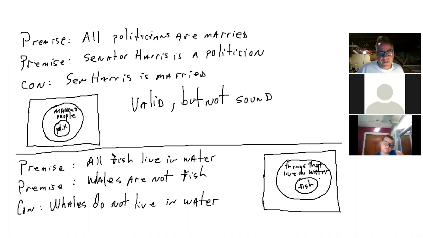Since we have a premise here that says whales are not fish, X has to be outside of here, and we have all fish live in water, that puts the X right there, not in that center circle. So the premises do not necessarily lead us to this conclusion. There's no way to connect the two. So this argument is not valid. And because it's not valid, then we know it's not sound. So again, you have to have validity first.